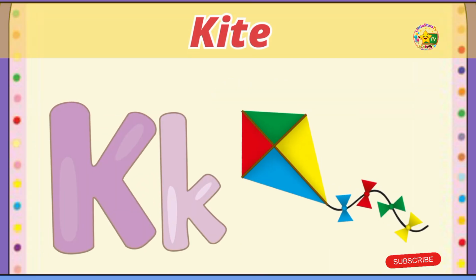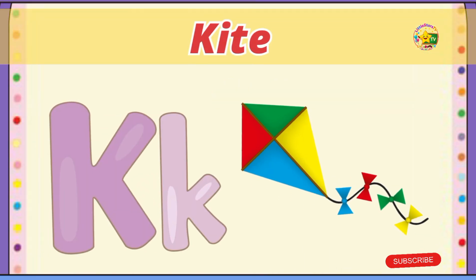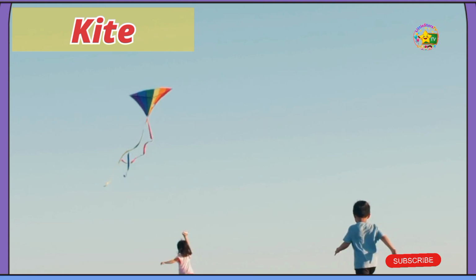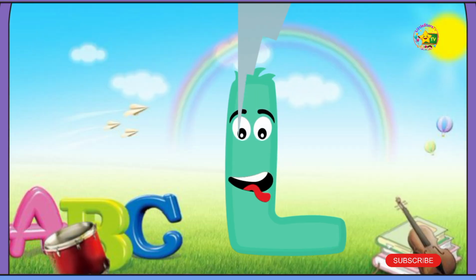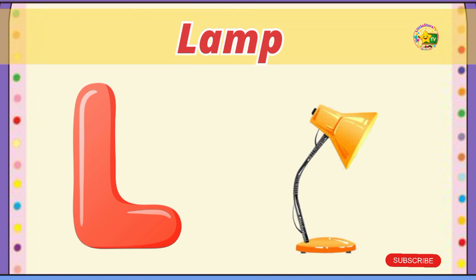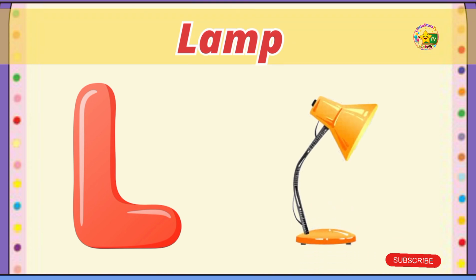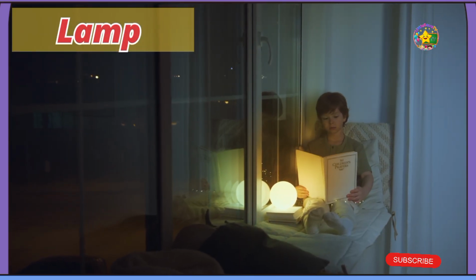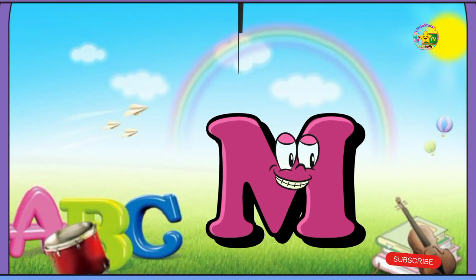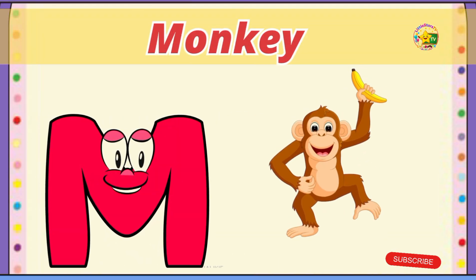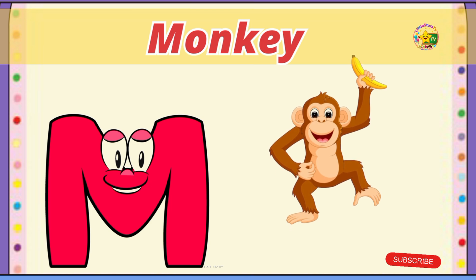K for kite. Look, a kite. L for lamp. Lamp gives light. M for monkey.